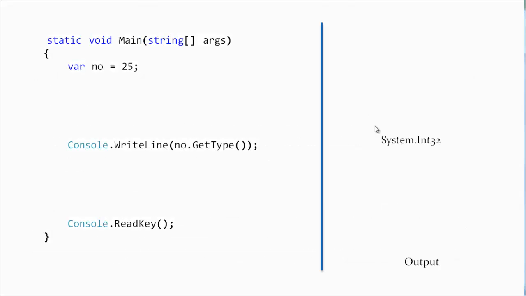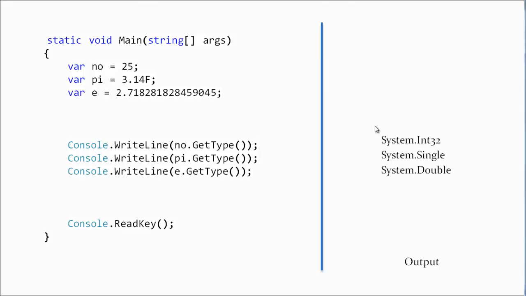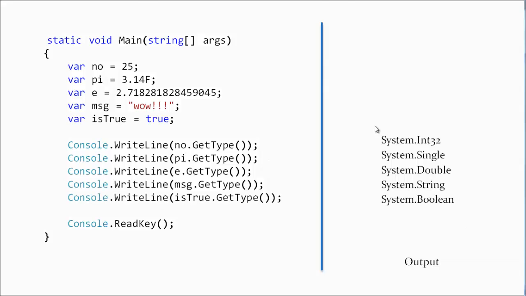Here in this example, number will infer integer data type, while pi will infer as a float, e will infer as a double. The message variable will get declared as a string, whereas the each true variable will get declared as a boolean. Simple.